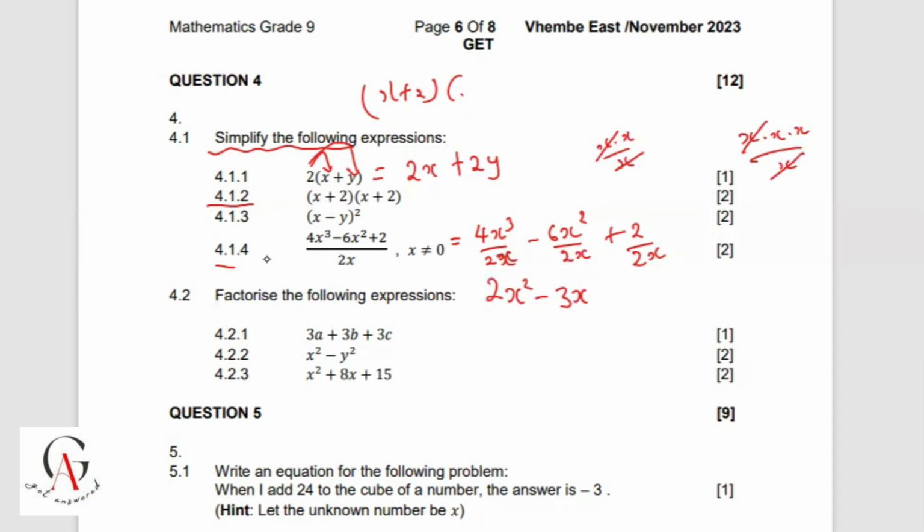Then this, to divide by 2, you have a 1. So which means we're just going to have 1 over x. So this should be our answer.